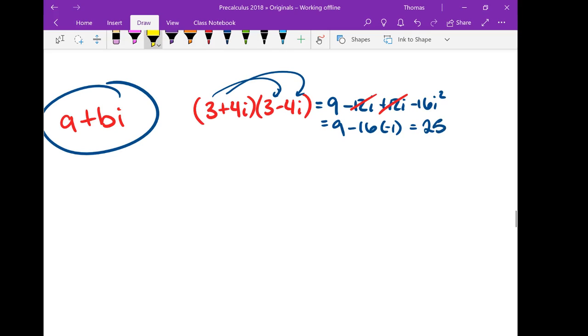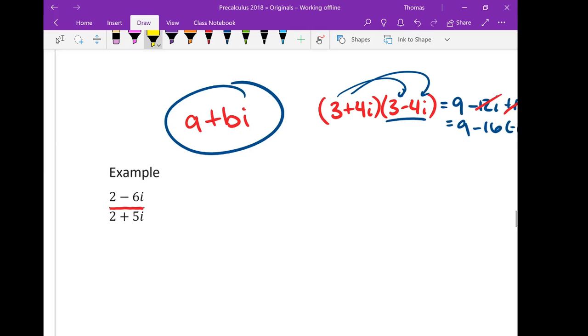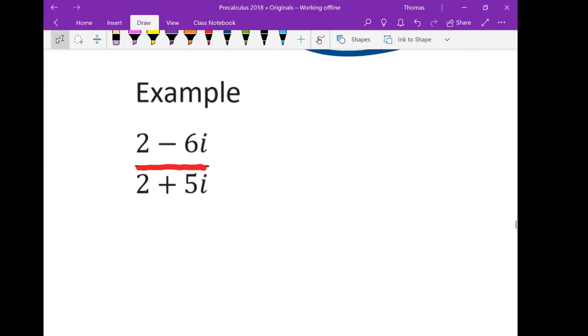So we found that when we multiply a number by its conjugate, it gives us a real output. So in other words, if we have a number and we want to make it real, we can just multiply by the conjugate. So let's use that idea to help us look at this division problem.